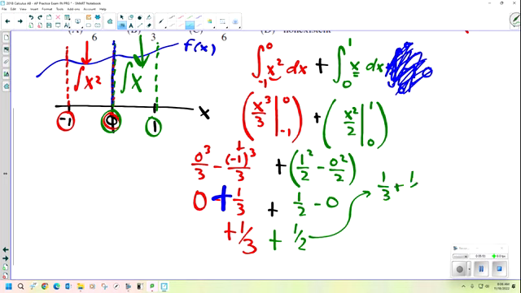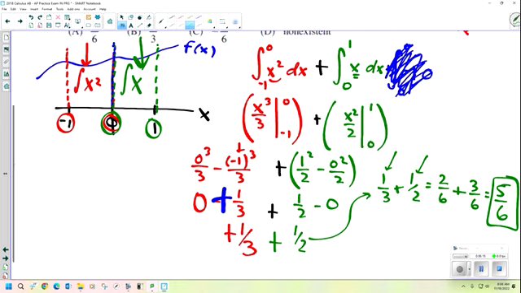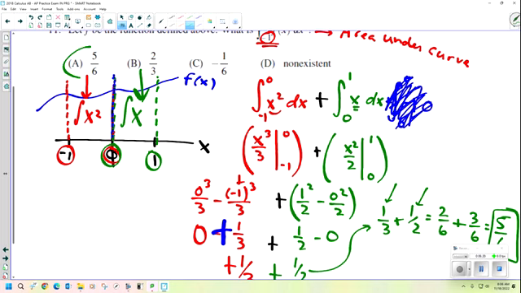1/3 plus 1/2. Well, let's make these have common denominators. I'm going to change 1/3 to 2/6. I'm going to change 1/2 to 3/6. That's 5/6, and we're done. And let's see what choice that is. 5/6. Choice A. Pretty simple one to start.